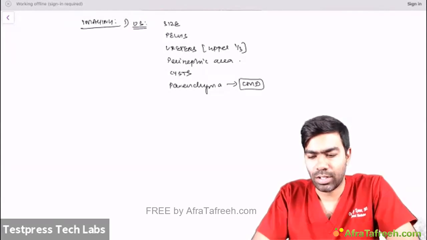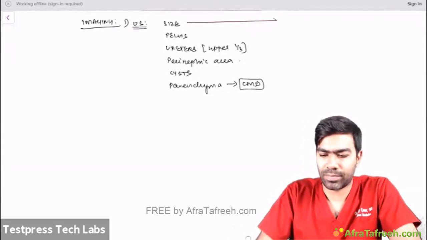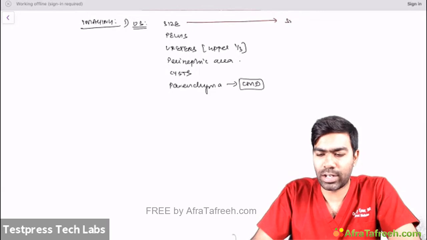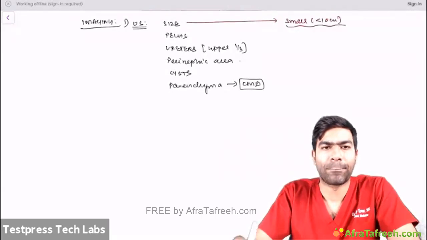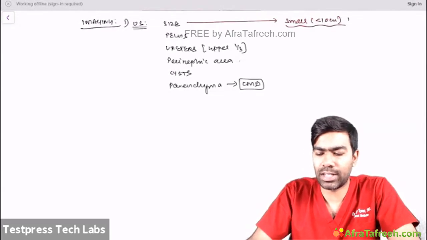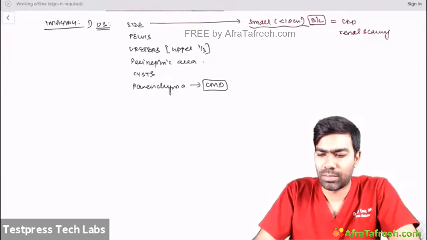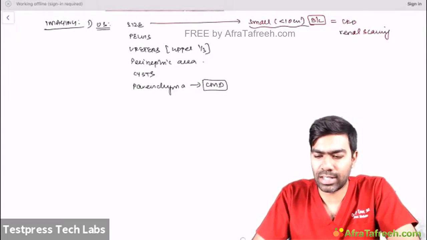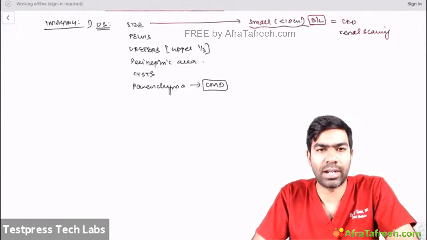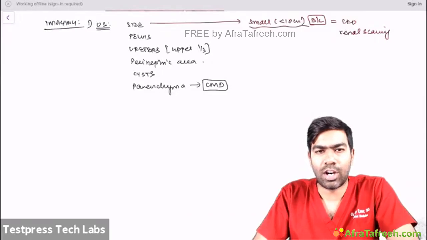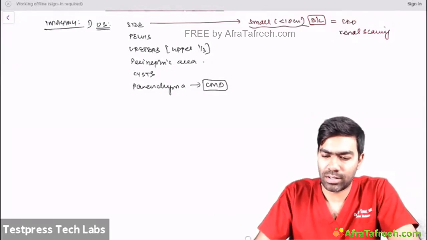That's all. So based on the size, I can tell small kidneys. Small kidneys means I assume it must be less than 10 centimeters. Many times if small kidneys are seen bilaterally, that usually indicates either a CKD or significant renal scarring. Bilaterally, if you see very small kidneys, it indicates a CKD or a complete renal scarring. That's what it indicates.